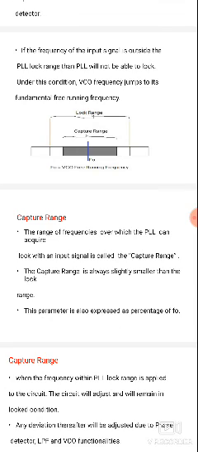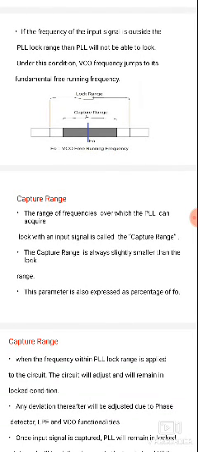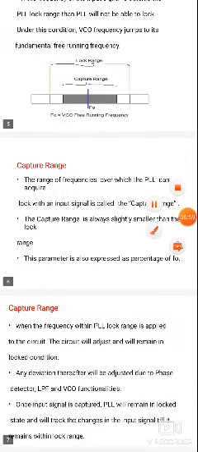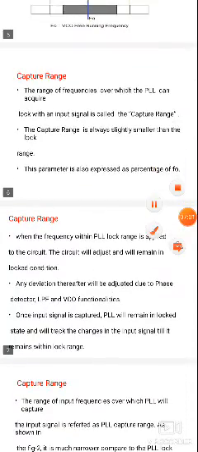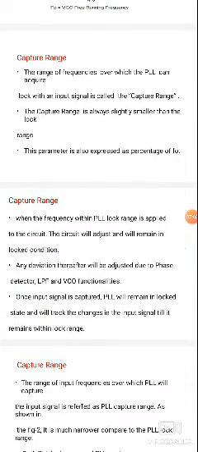Next, after lock range we have another definition, that is capture range. Capture means observing, capturing. The range of frequencies over which the PLL can acquire lock with the input signal is called the capture range. So the frequencies at which it will be locked, or which we can observe, are called the capture range. The capture range is always slightly smaller than the lock range.